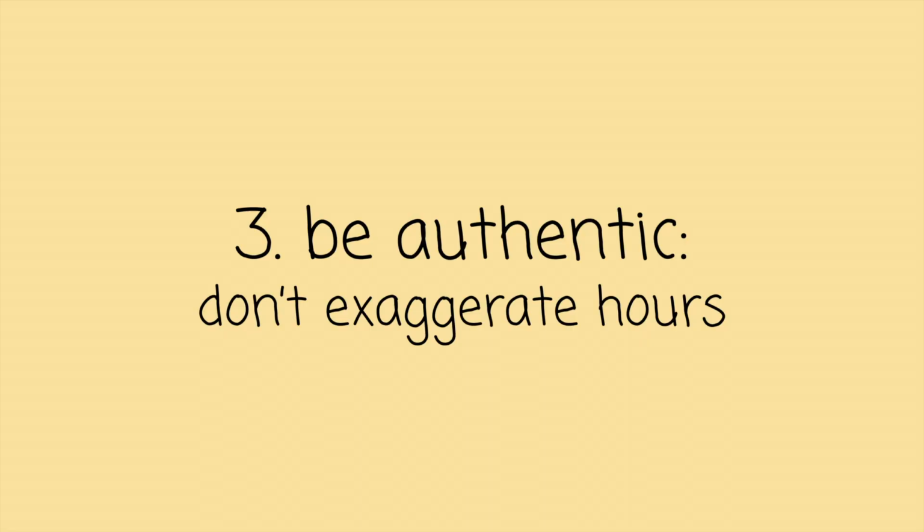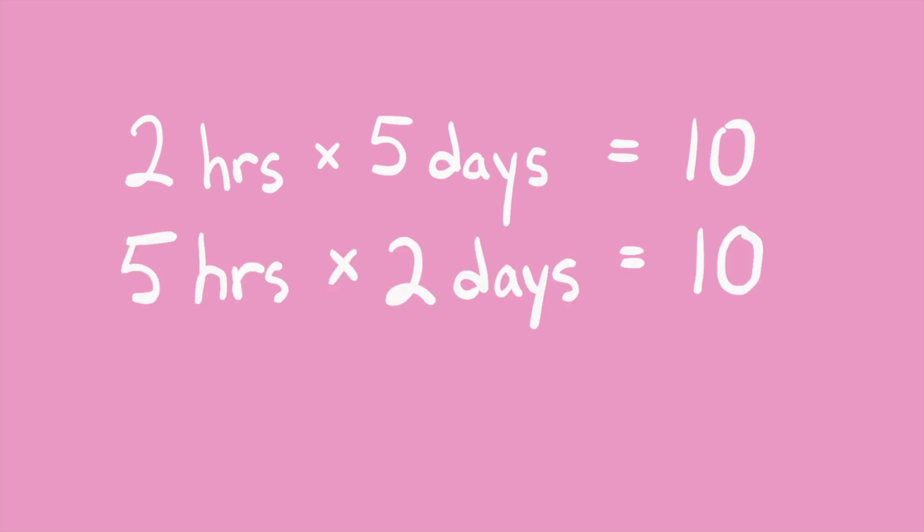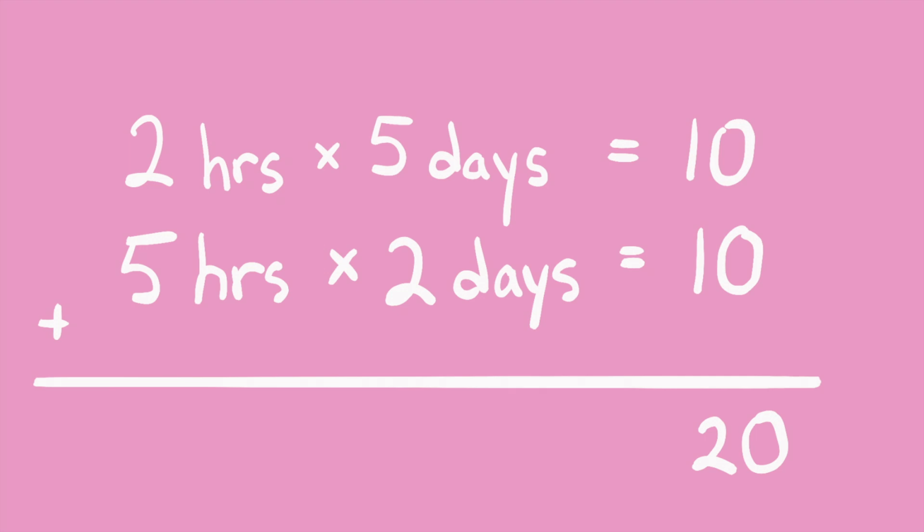Tip number 3, don't exaggerate hours and be authentic. During the weekday, I spent about 2 hours per day on extracurriculars. And during the weekend, I spent about 5 hours per day, for a maximum total of about 20 hours per week, which sounded reasonable to me.